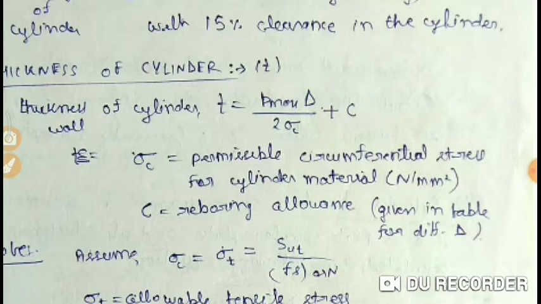So in this limiting condition, the maximum pressure is acting in the cylinder, and maximum stress is acting in the cylinder. That's why we are considering the circumferential stress and the maximum pressure, and D is the diameter of the cylinder plus C. Now C is called the reboring allowance.